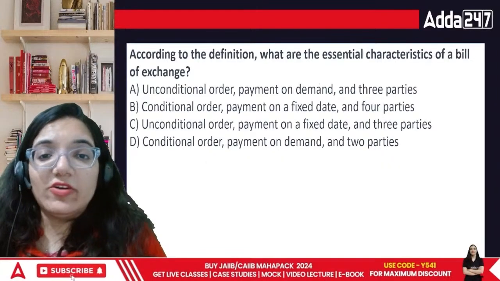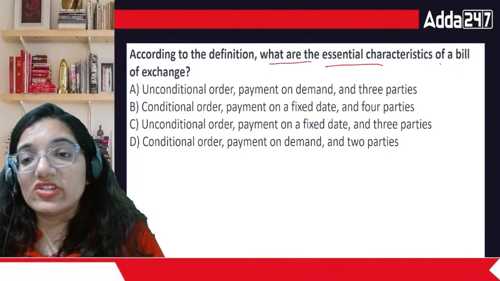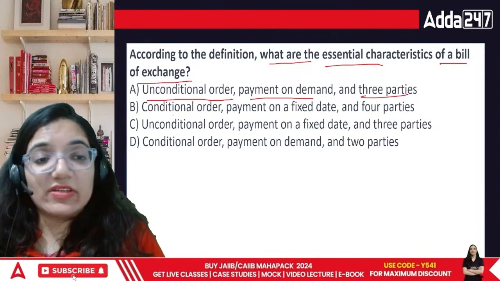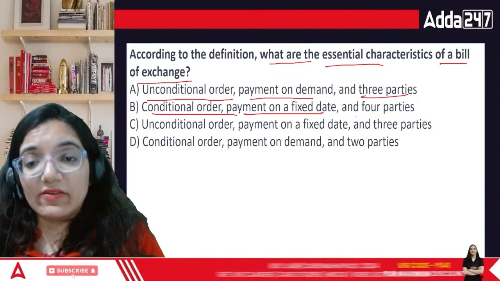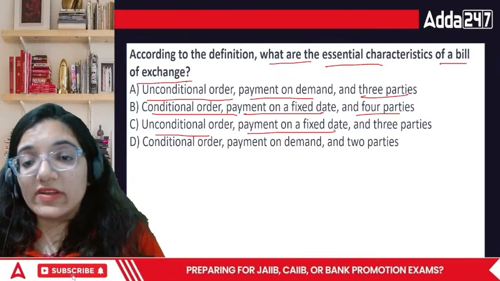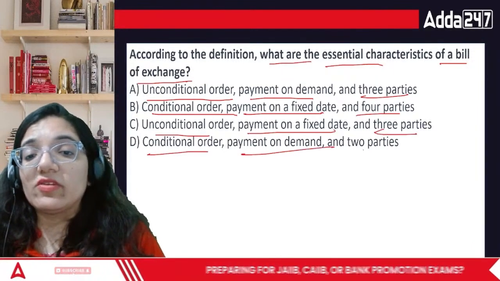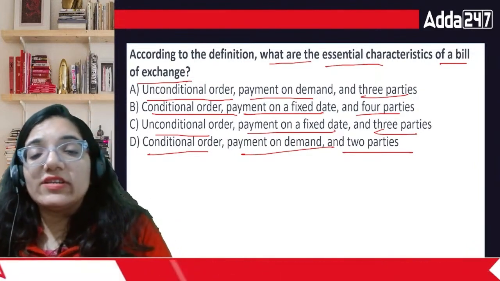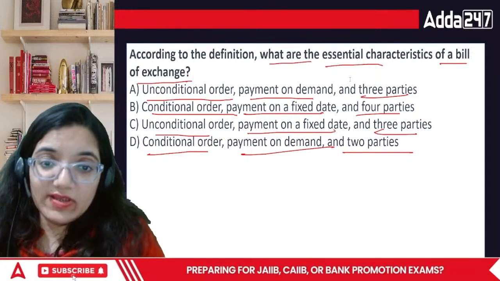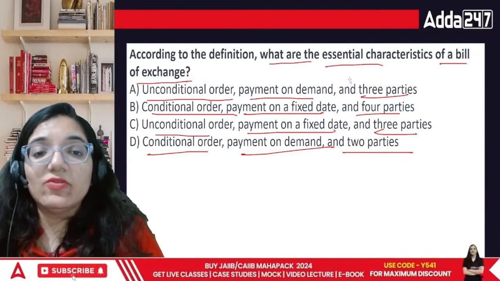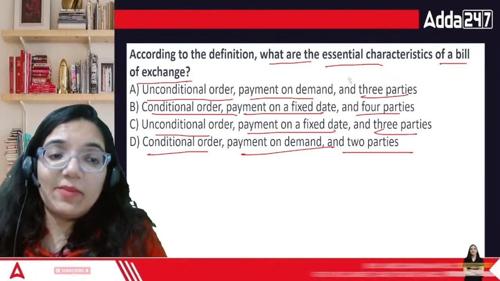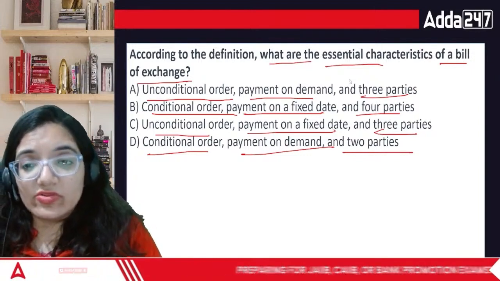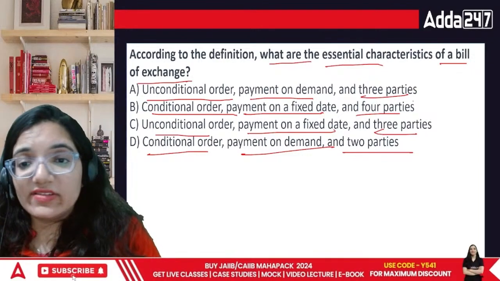Now comes, according to the definition, what are the essential characteristics of the bill of exchange? Unconditional order, payment on demand and three parties. Conditional order, payment on fixed date and four parties. Unconditional order, payment on fixed date and three parties. Conditional order, payment on demand and two parties. Acha, in this case, there is no condition. One particular thing can be a hint for you: there is an unconditional order. This will happen, that will happen, then we'll pay. No, they don't talk like this. It's an unconditional order, so can I say that at least these conditionals are over?